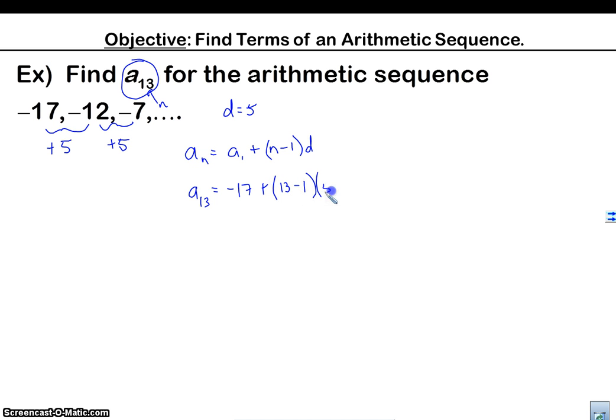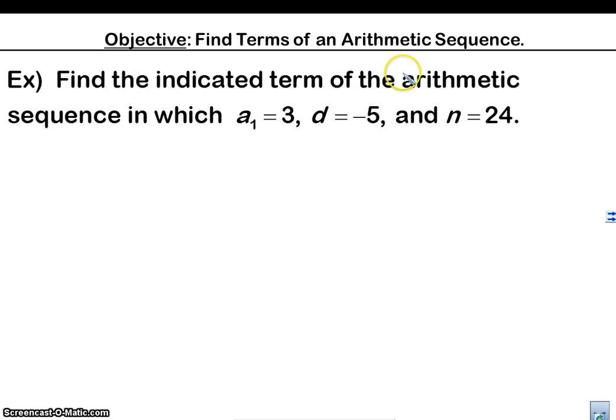And our d is 5. And do the math. 12 times 5 is negative 17 plus 60, which is going to be negative 43. I did that right? Okay. All right, let's take a look at the next one.